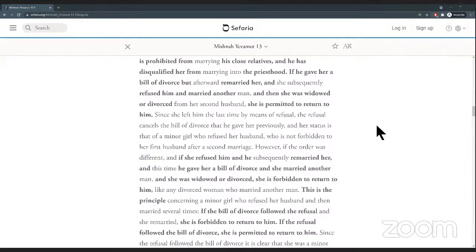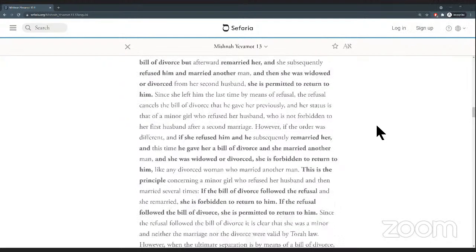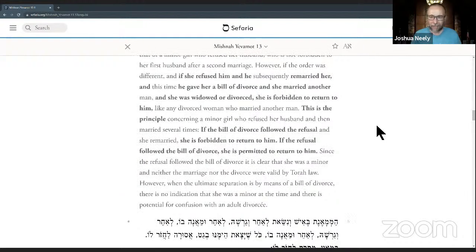All right. Yes. However, let's change things around. If the order was different, and she refused him in their first encounter, and he subsequently remarried her, and this time he gave her a bill of divorce, and she married another man, and she was widowed or divorced, she is forbidden to return to him, like any divorced woman who married another man.